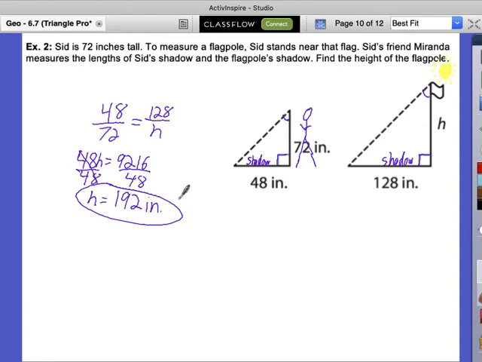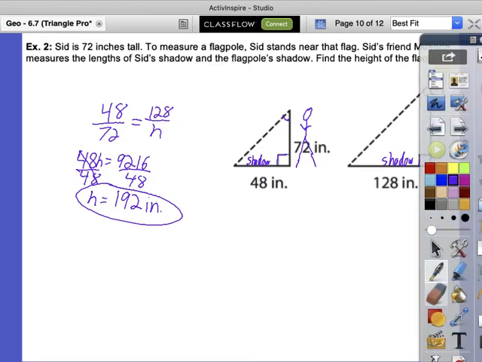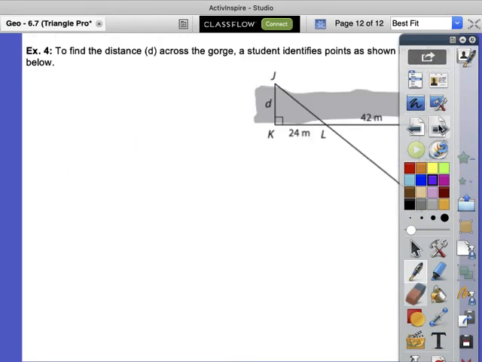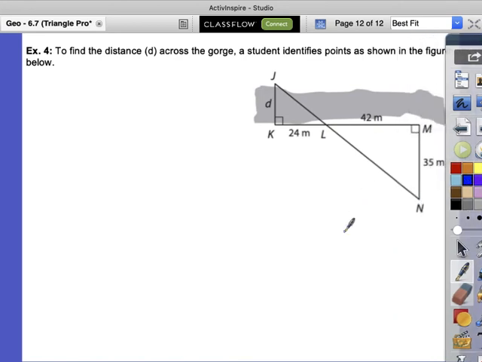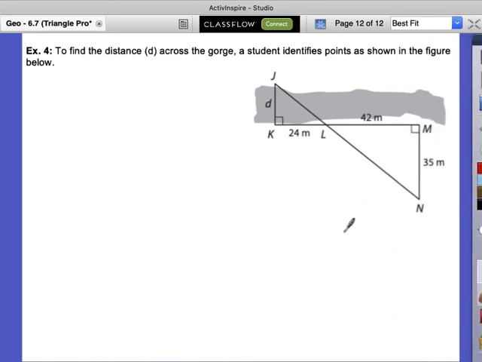Questions on that? Homework. Okay. We're going to do one of these other two problems and we'll be done. Right, we'll do both of the problems. Okay, we're going to do number 4 and then we'll be done. Find the distance d across the board.